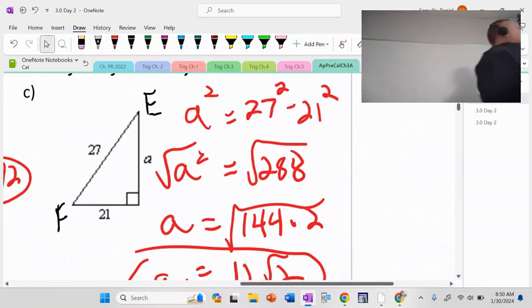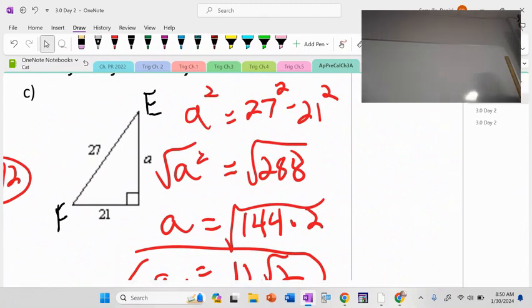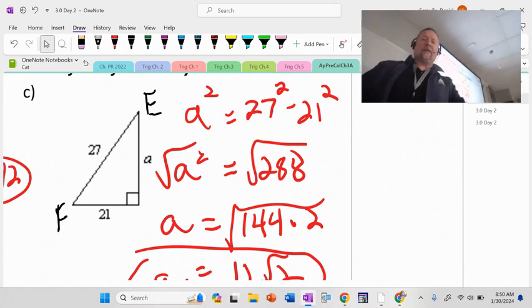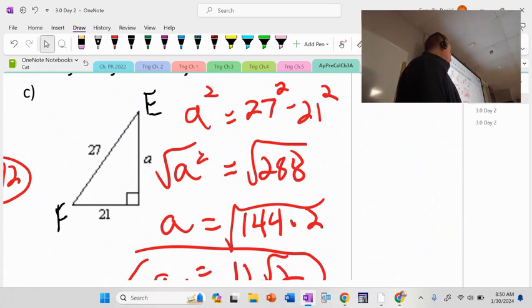I did it a little faster because I know it's going to be 21 squared plus a squared equals 27 squared, which ultimately you're going to take 27 squared minus 21 squared. Realize I'm cutting myself off of the camera. I do like having that I'm presenting in class. All right, that ends up being 288, which is 144 times 2.